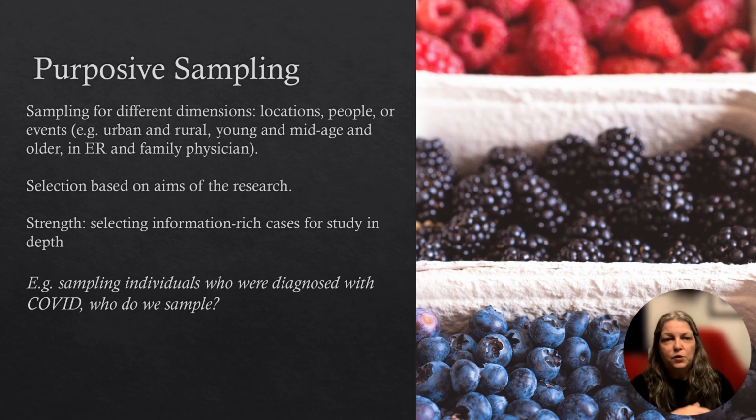Purposive sampling is really looking at the different dimensions, locations, the people or events. So who are we looking for, right? Are you looking for physicians who work in an emergency room? Are you looking for ones that work in downtown Toronto versus, say, North Bay? Are you looking for younger, mid-career, older? Where are you looking for your sampling? So being very mindful of who is included and who is excluded from a sample, that's what this is all about. So for example, we sample individuals who are diagnosed with COVID.